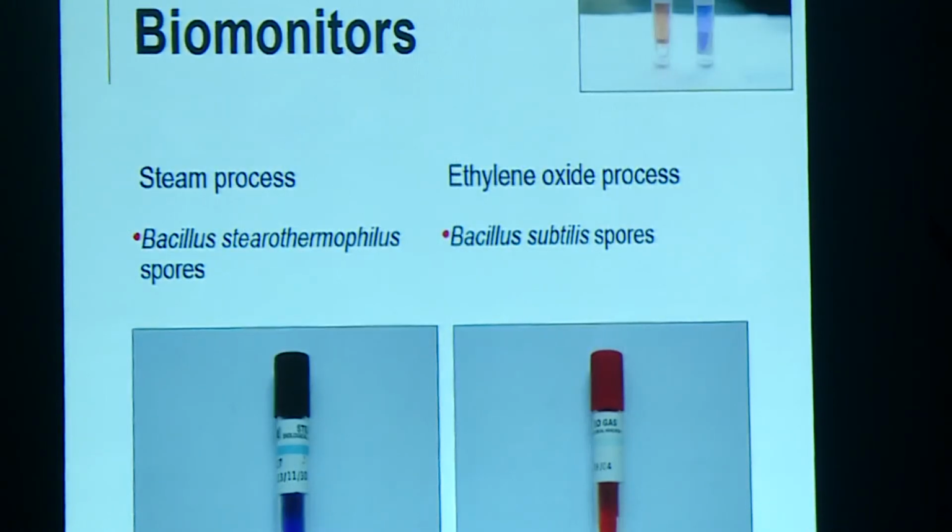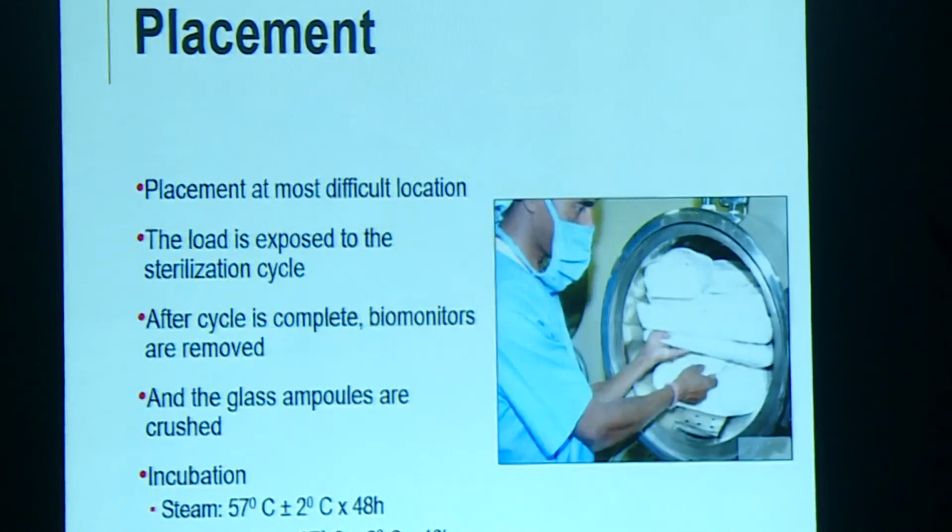Then it's mandatory that you also have biomonitors. Biomonitors are different for steam and ethylene oxide. They basically have bacterial spores in them, and these bacterial spores are encased in a glass tube. The indicator, the plastic ampules, have to be placed deep inside your load. You can see how our technician is putting it in between the packs, in between the loads, so that the steam has to go through that, and only then is it going to work.